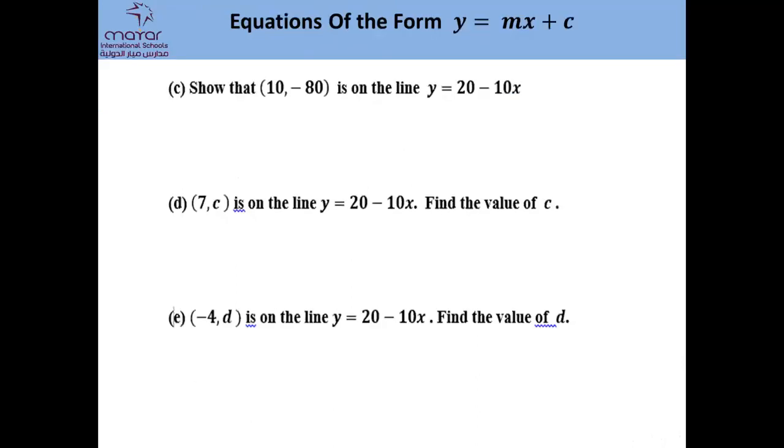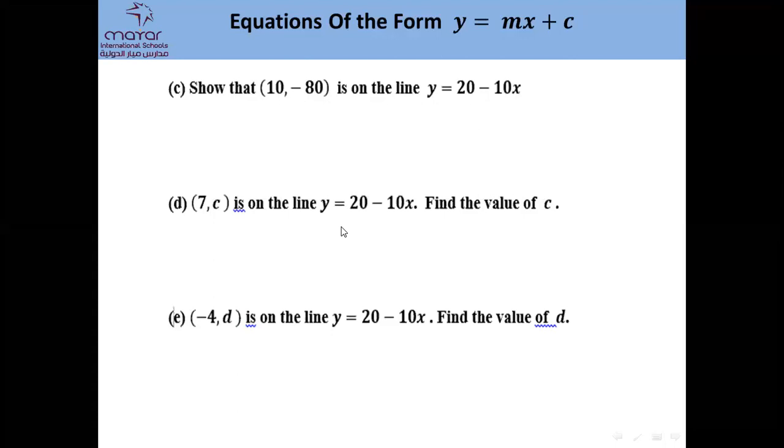Okay, more questions. We still have a lot of questions. Here, we have different equations, but we have different points also. I'm going to choose Umar Abu Abid, I think. I'm going to choose one boy, then one girl, and so on. Yes, Umar. Show that (10, negative 80) is on the line y equals 20 minus 10x.